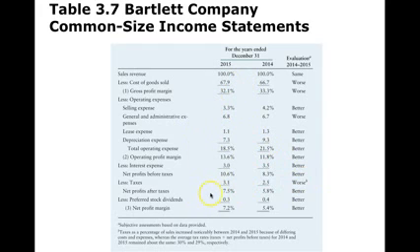Net profit after taxes is better because it increased. Less preferred dividends, we're paying less in preferred dividends, so that's better. And the net profit margin percentage has increased, so that's better. So here we're looking at, again, a year-over-year improvement on what we call a common size financial statement.